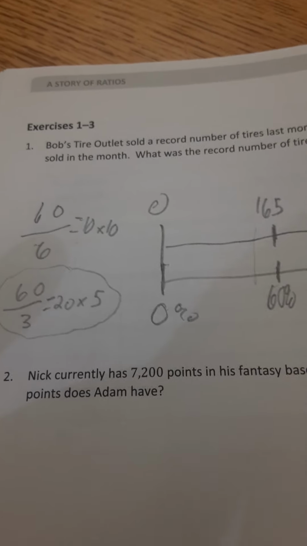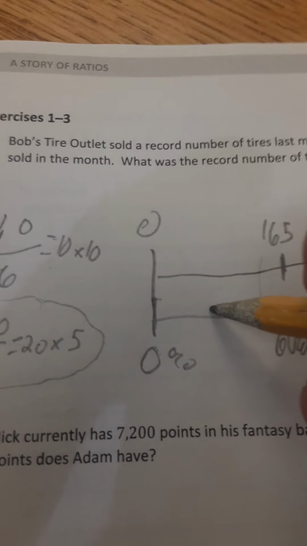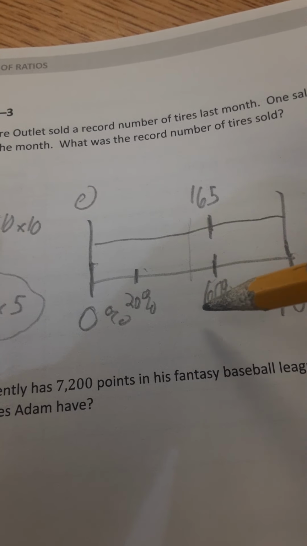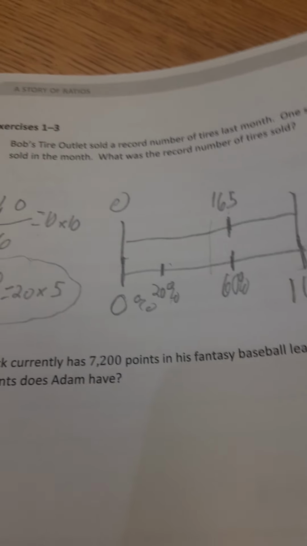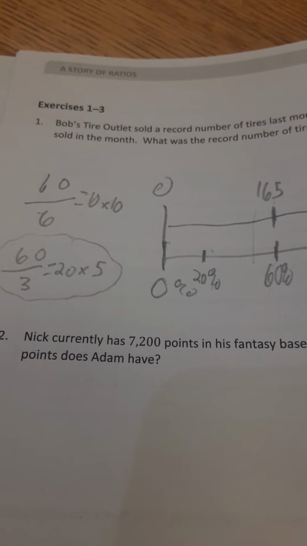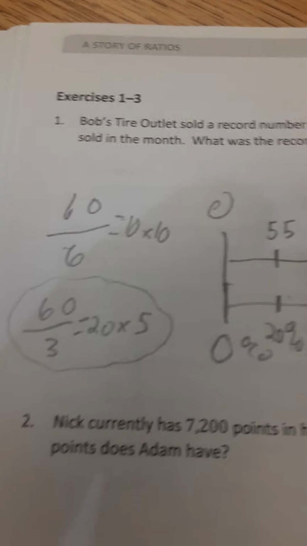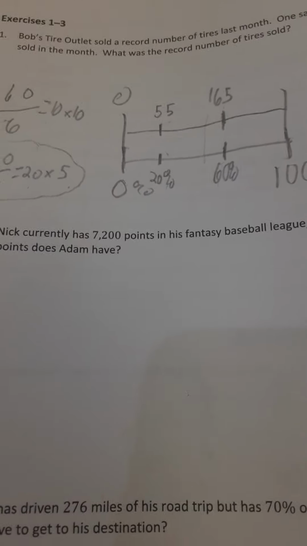It's math magic. So I'm going to divide this by 3 to get 20%, which is about right here. So there's 20%, and I divide by 3. So I'm going to do 165 divided by 3, which if I get out my handy calculator, I get 55. So 20% is 55. And back over here, how do I go from 20 to 100? I times by 5. So I do 55 times 5, which gives me a total of 275 tires.